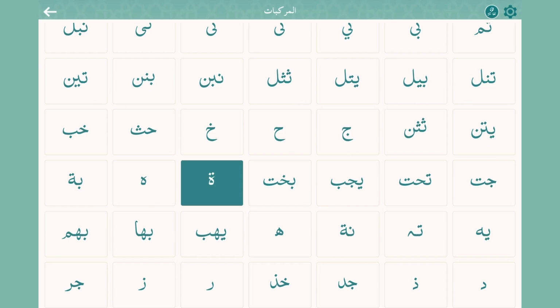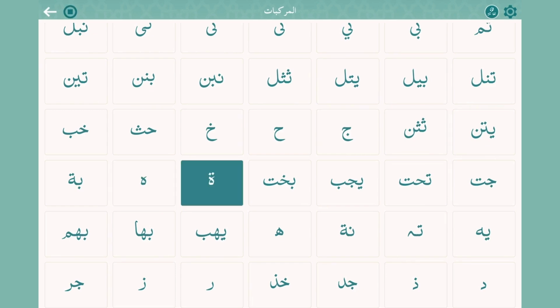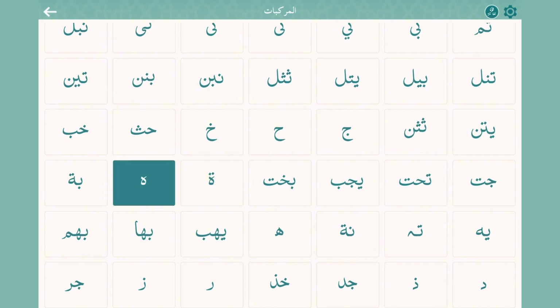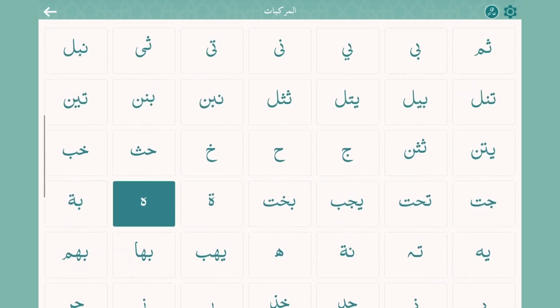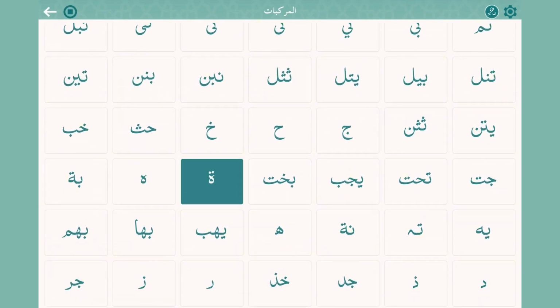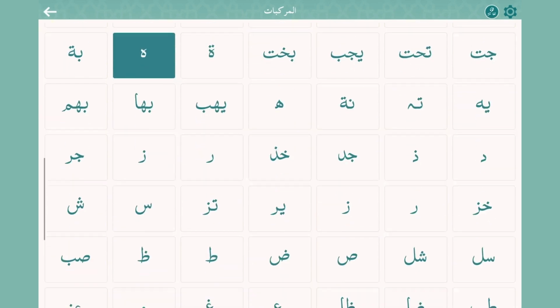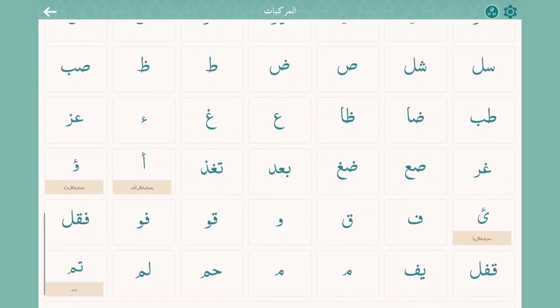Now, let me point out something. This Ha and Ta. These are two different ways of writing two different letters. This is Ta and this is Ha, which look completely different from the regular Ha. So we need to get familiar that this is Ta and this is Ha.